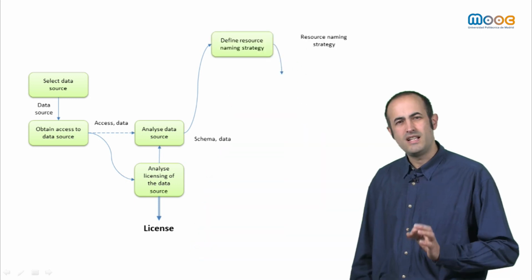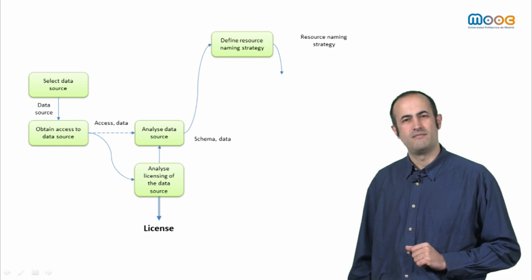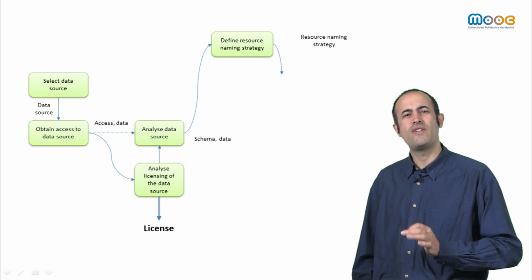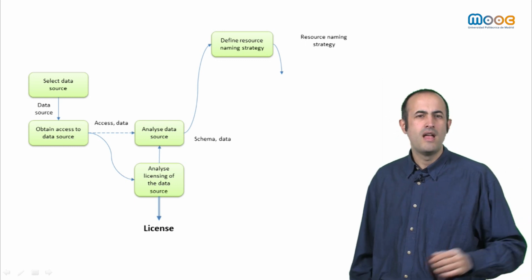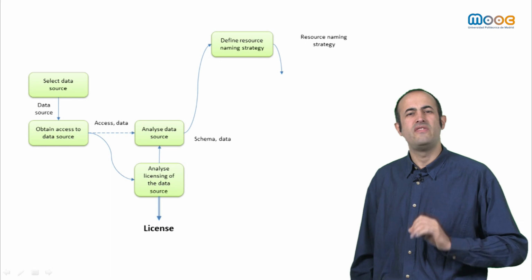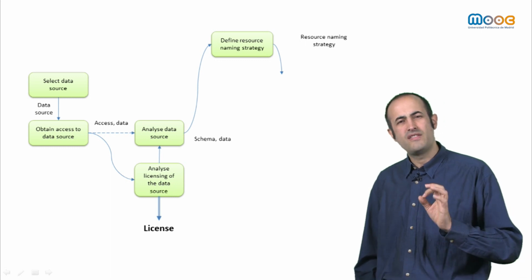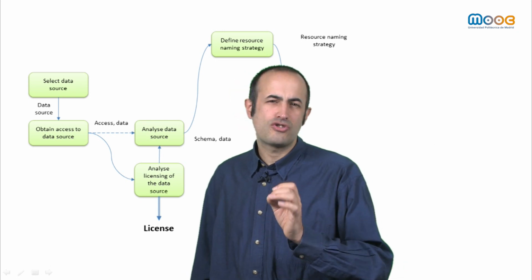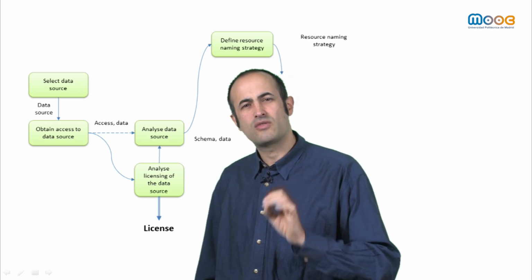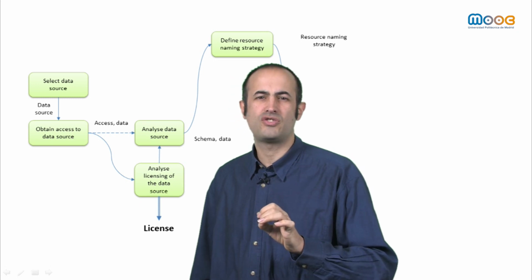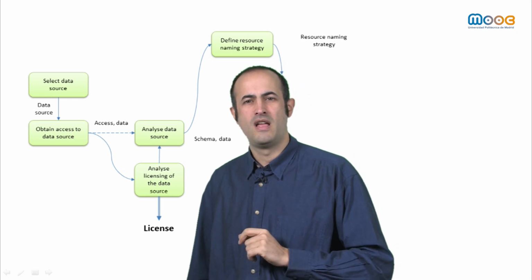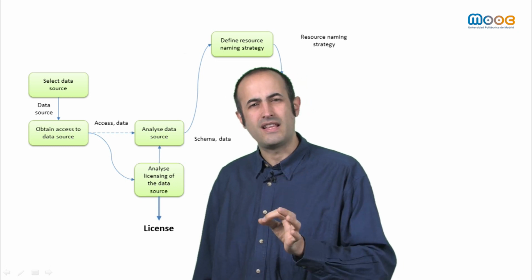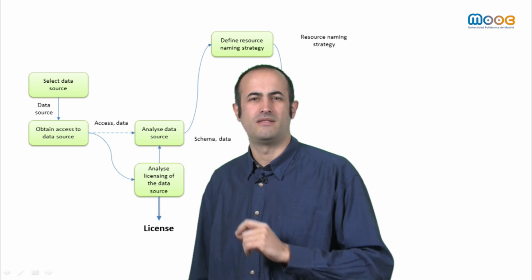The next task is to define our resource naming strategy. Resources, which can be either web resources or any other entity existing outside the web, are one of the key concepts in the linked data approach, and they are identified using IRIs. We have to define a resource naming strategy that ensures that we are giving unique identifiers to the resources that we are generating, and that the generated identifiers, that is, the generated IRIs, are persistent.